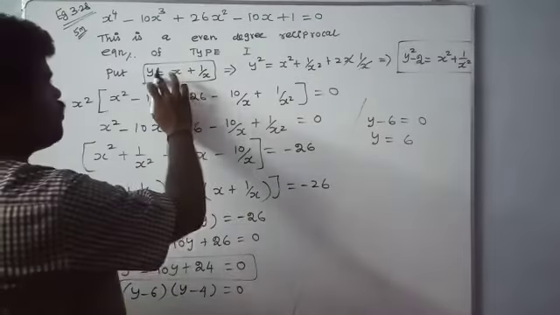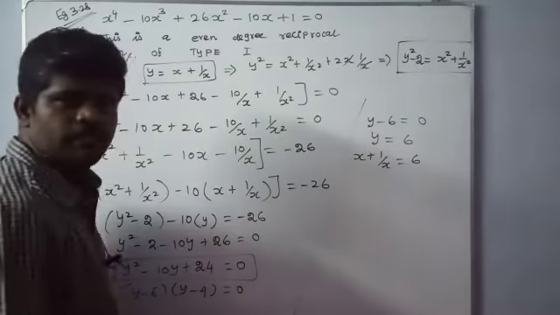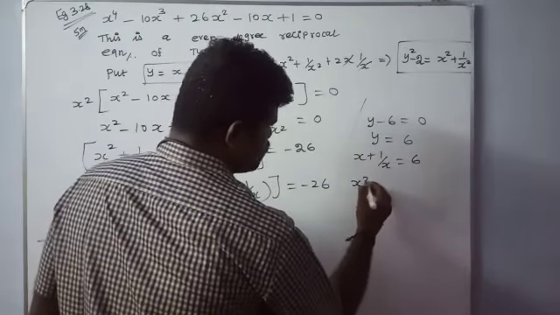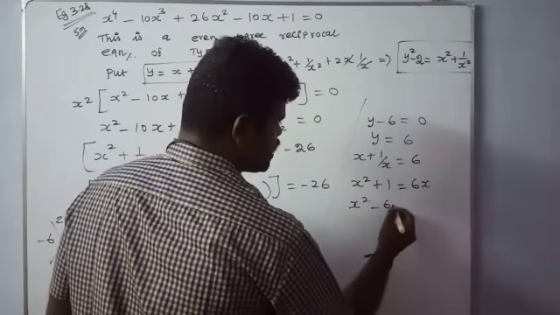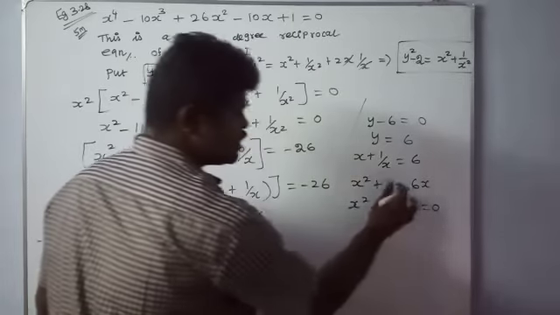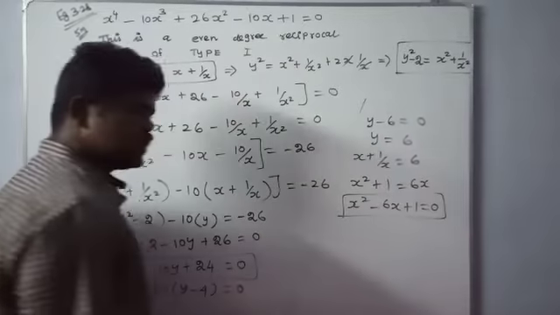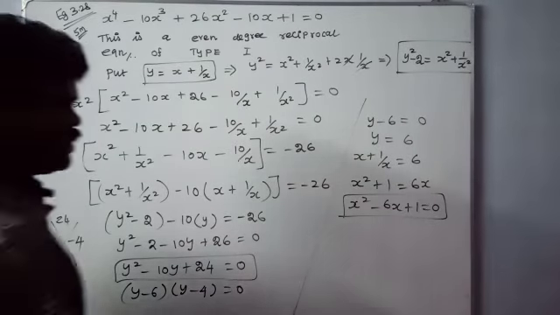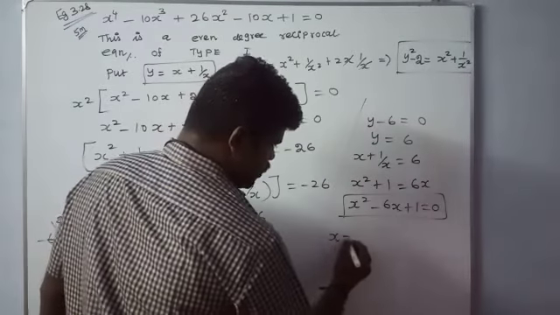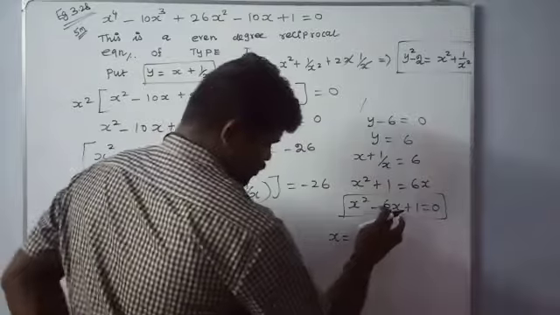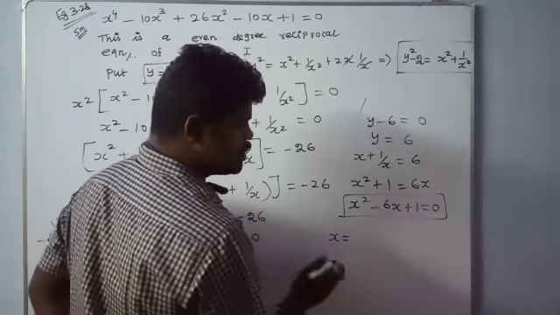Now we apply the value of y. x plus 1 by x equal to 6, and we multiply these two terms. x squared plus 1 equal to 6x, and x square minus 6x plus 1 equal to 0. Take 6x to this side. This is also a quadratic equation, and we want to solve it. x equal to, this is the formula method, because we cannot find directly by the roots.